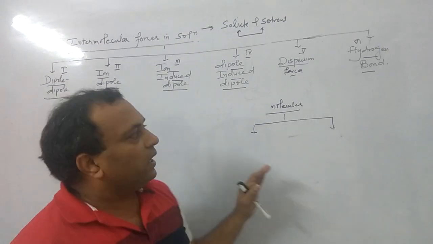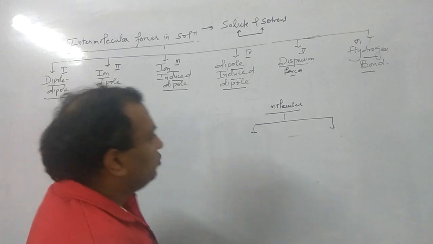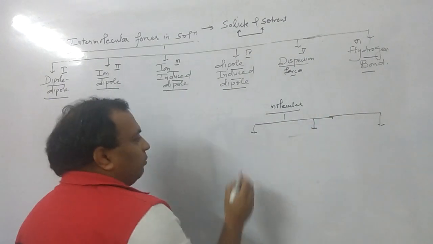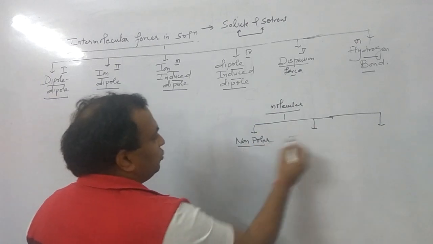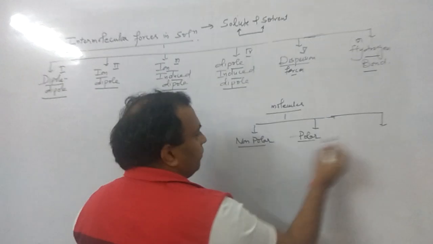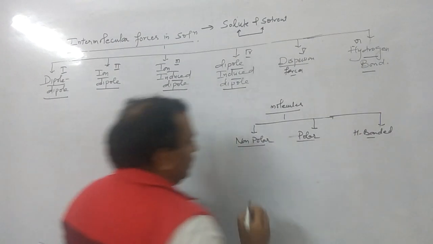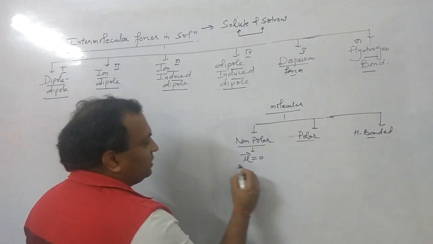Before I go to the topic, I want to tell you that the molecules are of how many types and what is their nature. So basically speaking, the molecules are of three main types. Number one are non-polar molecules. Number two are polar molecules, and number three are hydrogen bonded molecules. Non-polar molecules are the molecules having the dipole moment zero.